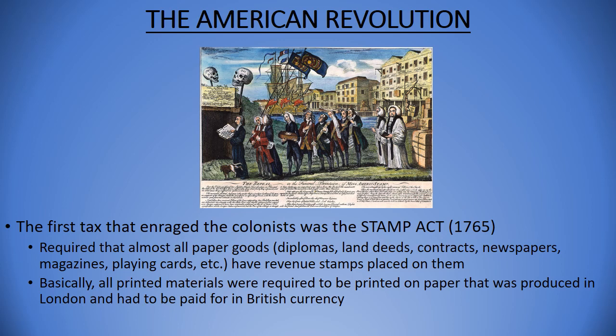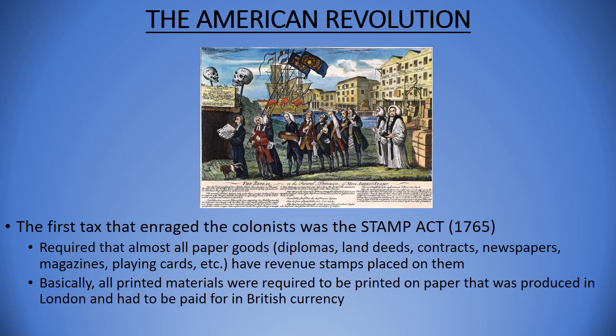So the first big tax that got the colonists hot and bothered was called the Stamp Act back in 1765. And this is before the internet, right? So remember, everything was on paper. Anything you did in work, business, even in your leisure time, in your playtime, everything was on paper. So your diplomas, land deeds, contracts, newspapers, magazines, playing cards, everything.